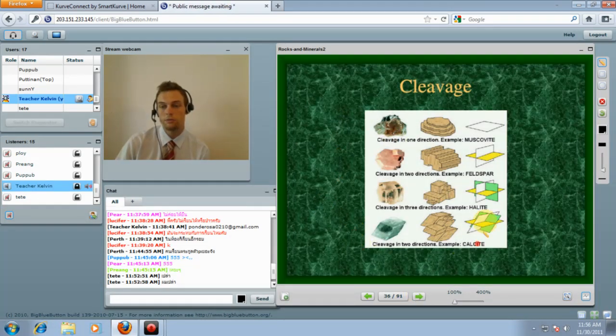So here's a diagram of cleavage, and don't worry about these words. This is just the names of different minerals. This is muscovite, feldspar, halite, calcite, and it just kind of shows you how the layers are set up for this mineral. They're set up totally different for this mineral, different for this mineral, different for this mineral. And you know that basically if you break this muscovite, it's going to be coming off to you in layers. This is an example of one layer.